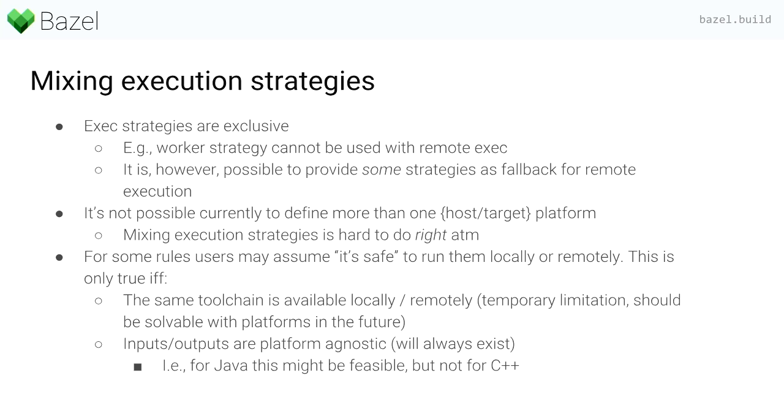However, it is currently possible to provide some strategies as fallback, to say that my whole build will run remotely, but this one action you shouldn't run remotely. The problem is that it's really hard to do it right. It's really easy to do something that works today, but tomorrow it will not work. And the key limitation that we currently have today is that right now in Bazel, you can only define one host and one target platform. And that means that if you're having to do local fallback, that same platform should be valid for your remote execution environment and for your local host environment.